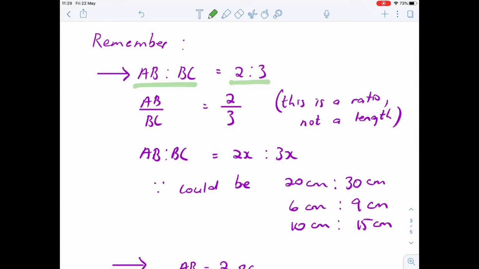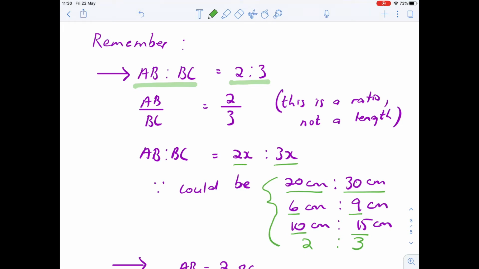So what we do is we say AB is to BC, we write that as 2x is to 3x. Now the question is, why do we put the variable there? We put the variable there because remember this is a ratio, it's not an actual length. Because the ratio of AB to BC could in fact be 20 centimeters is to 30 centimeters, or 6 is to 9, or 10 is to 15, as long as when we simplify it, it's in the ratio 2 is to 3. So all of these are exactly the same ratio if we simplify it back to 2 is to 3.